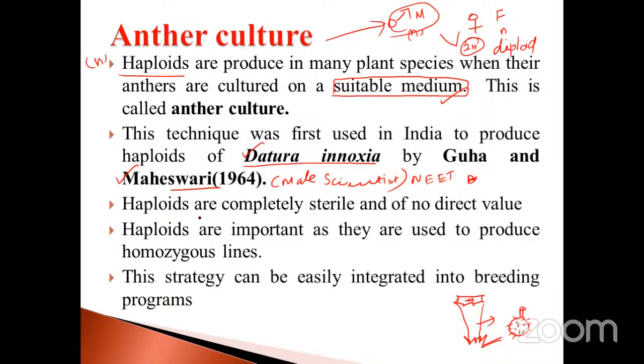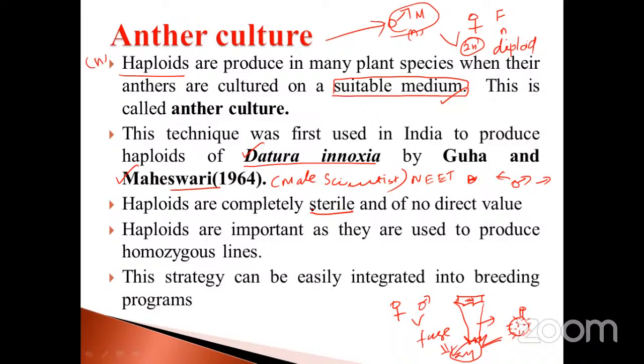See, the haploids are completely sterile and have no direct value. Suppose it is present singly, haploid, only the male gamete is present in it. Take the example of dioecious plants, where the male plant is separate and the female is separate. What happened? There is no use, that's why it is also sterile. When both gametes come in contact, united together, they fuse, so zygote formation takes place, isn't it? So it is useful.